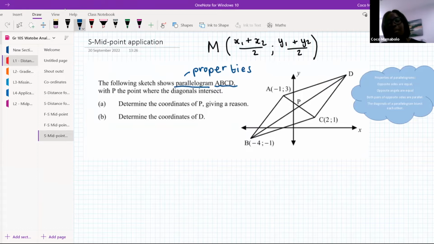Can you guys pop some of those properties in the chat? I know I've already given you a cheat sheet on the corner of the page, okay? But try to think of the ones that you already know about a parallelogram. I'll give you a hint. One of the properties of it is in the name. What do you guys think?